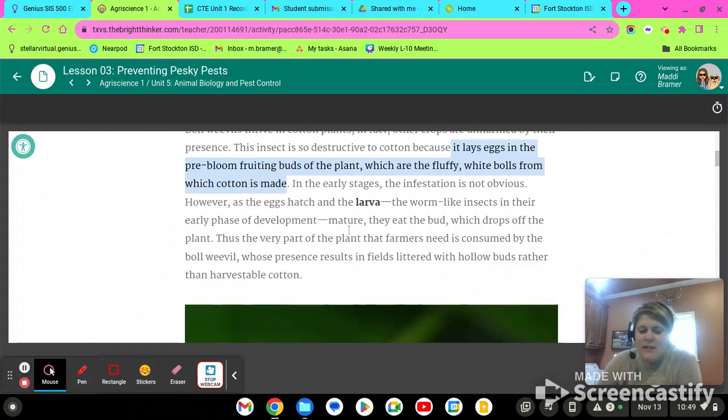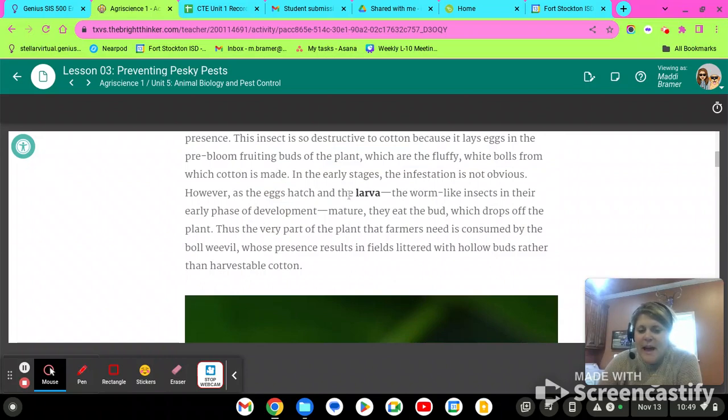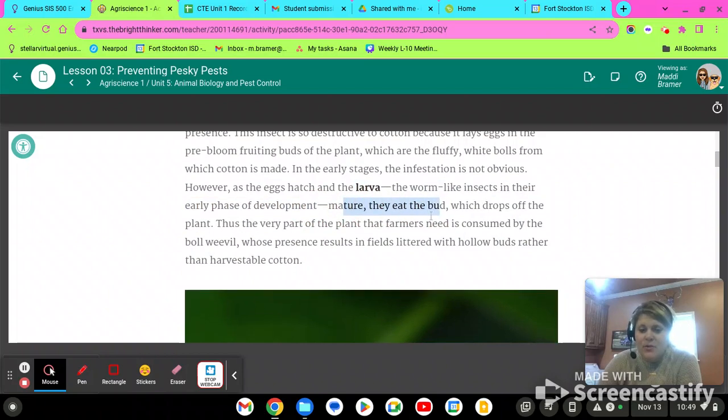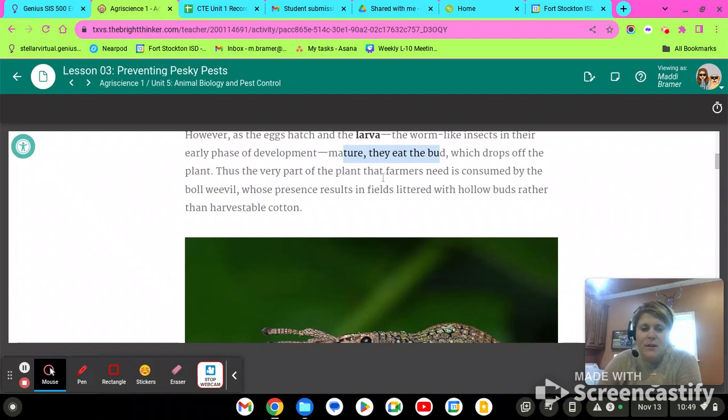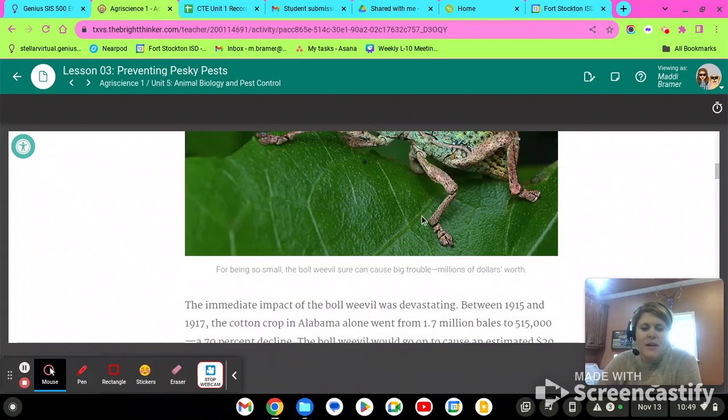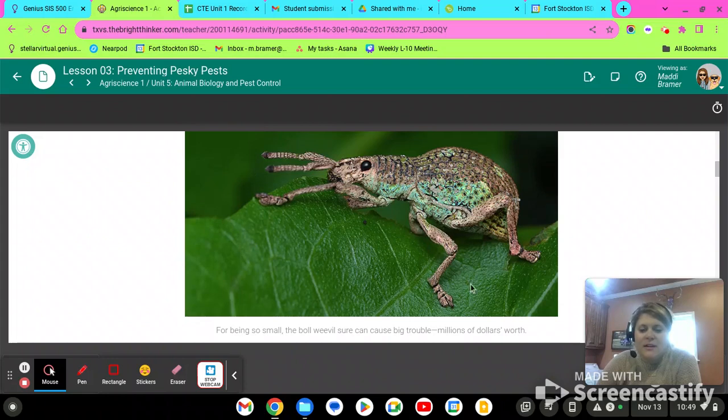So it's really not obvious in the early stages, but as the eggs hatch into larvae, which you need to know are the worm-like insects in their early phase of development, as they mature, they eat the bud, which drops off the plant. So the very part of the plant that farmers need, the cotton, is eaten by the boll weevil. You end up with fields littered with hollowed buds rather than harvestable cotton. So it just looks empty and naked. And that's that little creature right there.